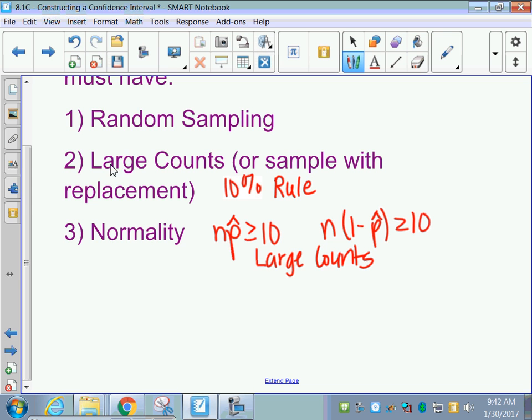Well, that's helpful. All right. Doesn't matter what we call it. Just make sure you do it. All right. 10% rule. And then, yes, check normality, which I guess large counts is similar. We're going to be looking at your number, making sure it's greater than 10.